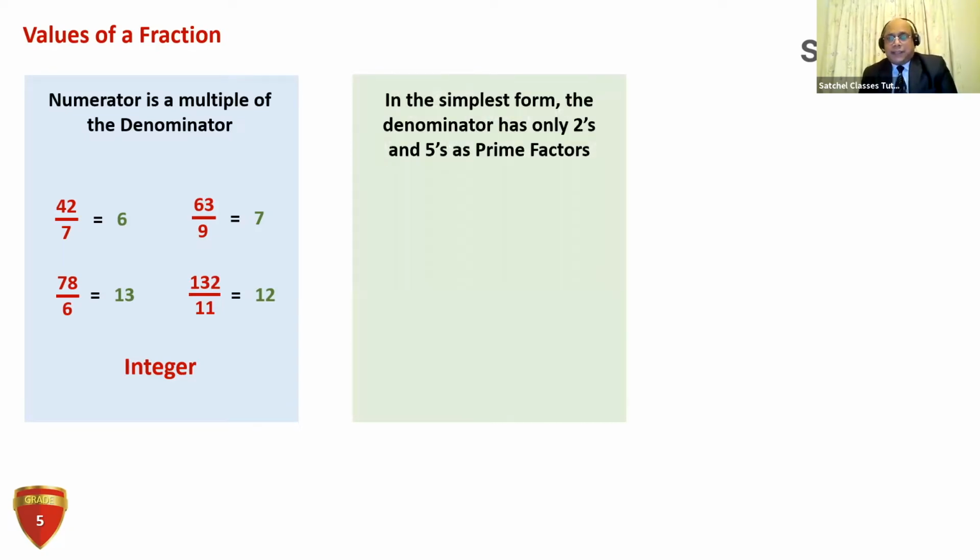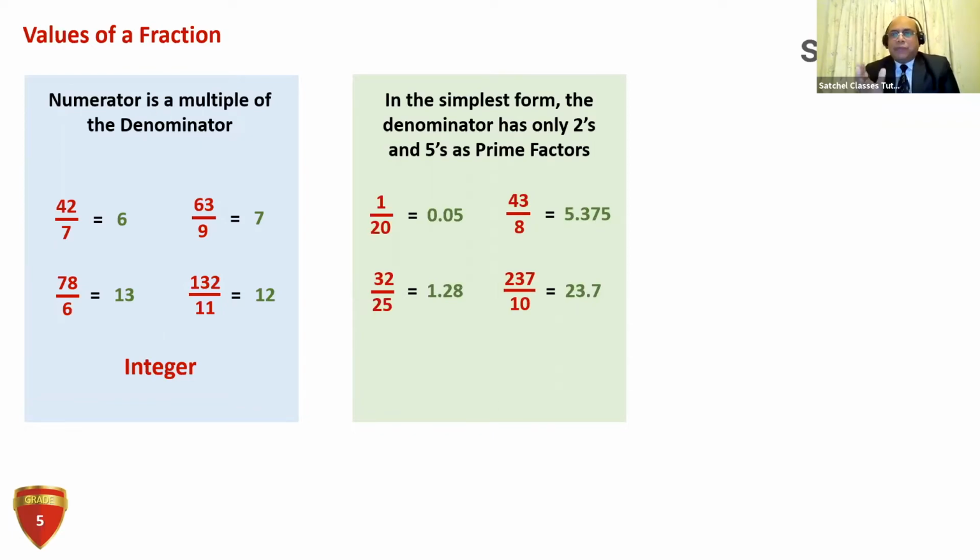The second category is when the denominators have prime factors made up of only 2's and 5's. This is something which we just saw. You'll end up getting terminating decimals, which means a decimal number which terminates after a certain number of decimal places. 0.05, 5.375, as you can see. 1.28, it stops there. 23.7. So all of these are called terminating decimals.